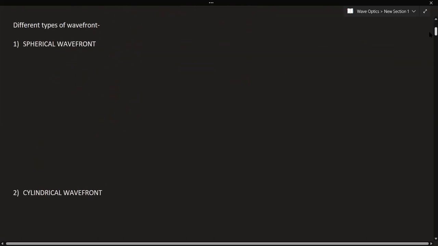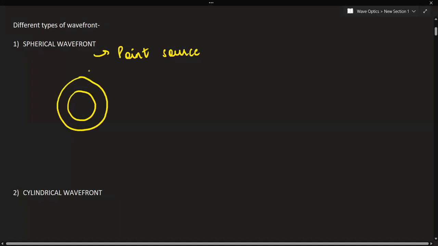Now see, there are various types of wavefronts depending on the shape. Firstly, we have the spherical wavefront. In the case of waves traveling in all directions from a point source, I hope you understand what is meant by a point source of light or any point source, the wavefronts are spherical in shape, like concentric spheres. This is the case for a point source.